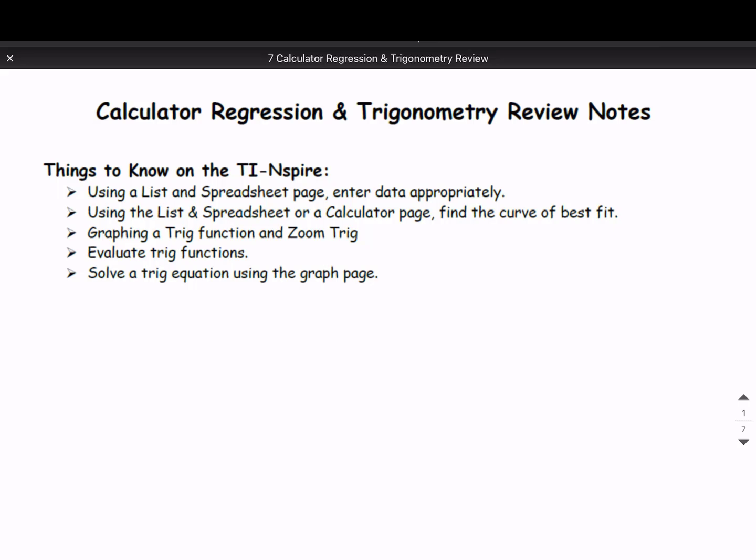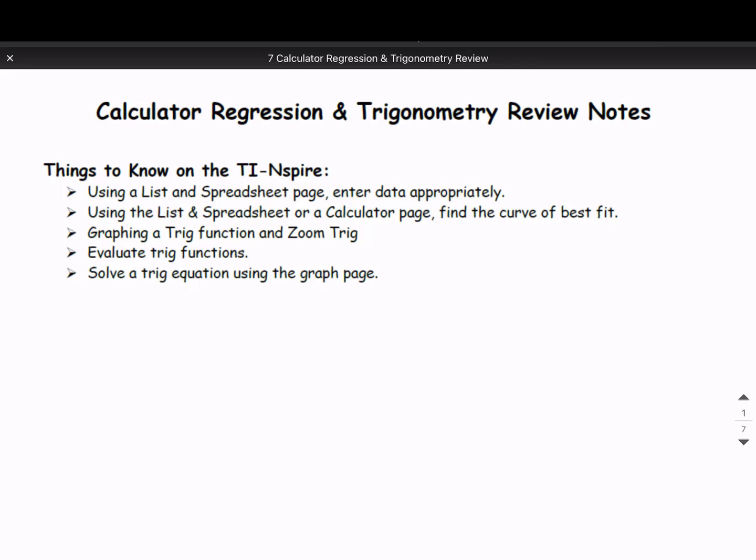Today we're going to look at the calculator and do several things. We're going to use a list and spreadsheet in order to enter some data. Then we will go to the calculator page and find a curve of best fit, whether that function is a line, an exponential function, a quadratic, a cubic, a quartic, a logarithmic function, or even a sinusoidal graph. The method is the same no matter what.